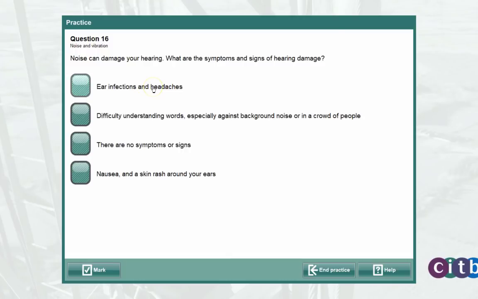Noise can damage your hearing. What are the symptoms and signs of hearing damage? Ear infections and headaches. Difficulty understanding words, especially against background noise or in a crowd of people. There are no symptoms or signs. Nausea and a skin rash around your ears.